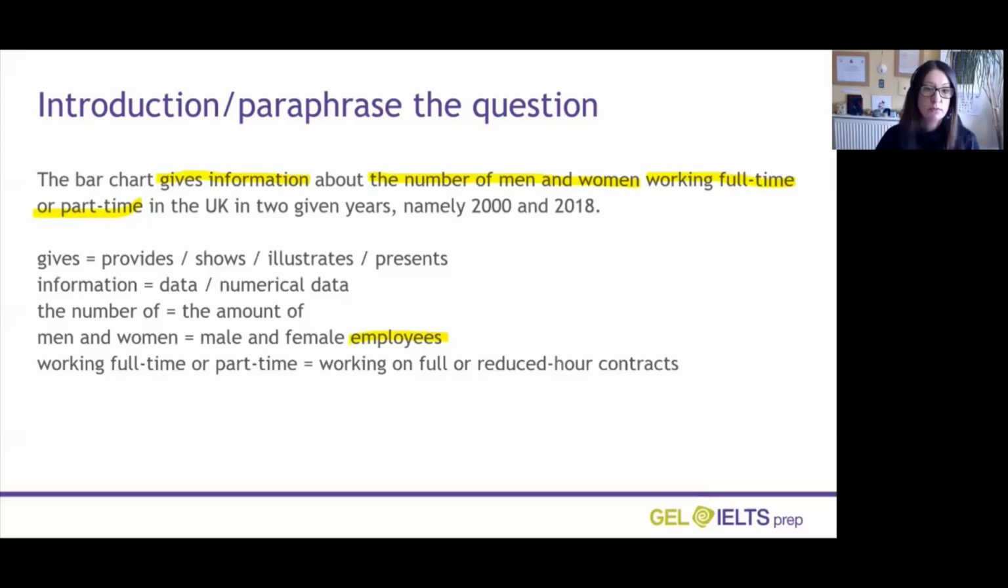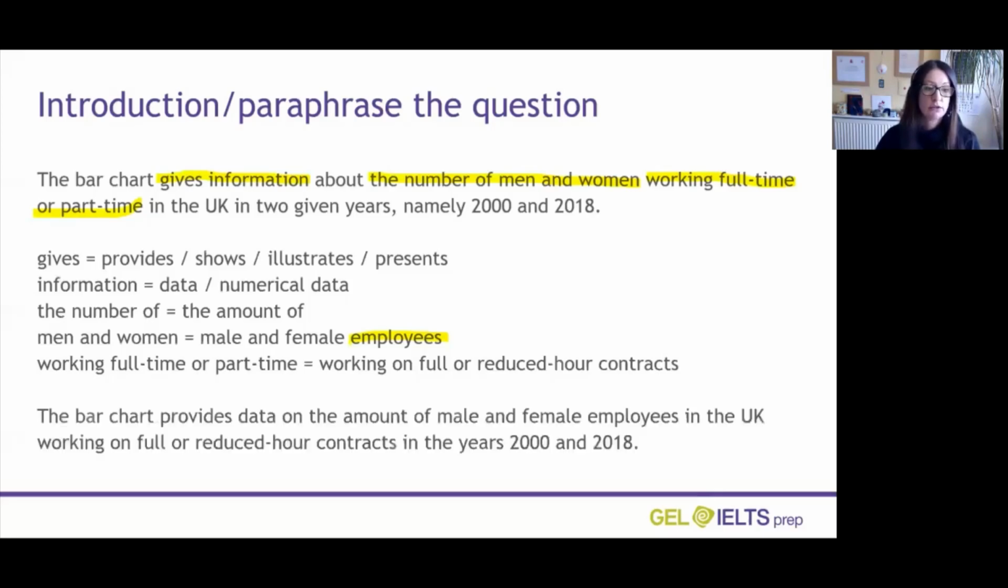If we used some of those alternatives, we could end up with a sentence that looked like this. The bar chart provides data on the amount of male and female employees in the UK working on full or reduced hour contracts in the years 2000 and 2018.